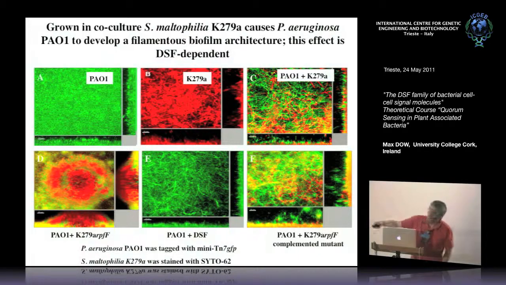If we knock out the rpfF gene in Stenotrophomonas, then this interaction doesn't occur in the same way. What we see instead is rather that the Stenotrophomonas seems to grow on top of the Pseudomonas aeruginosa. We don't see the level of interaction that we see here. If we add DSF to PAO1, it starts to make filaments that look a little bit like what we see here. You can see that is not the same as this. And if we complement our rpfF mutant with the gene, we can see we return to this case here.